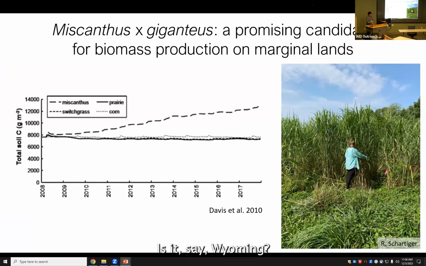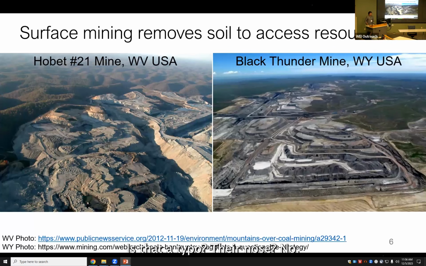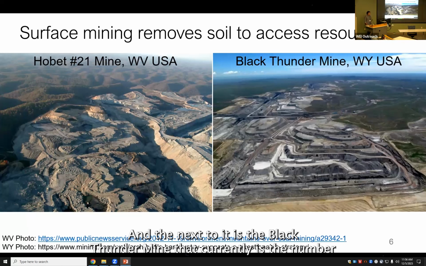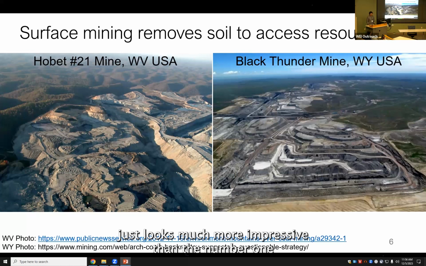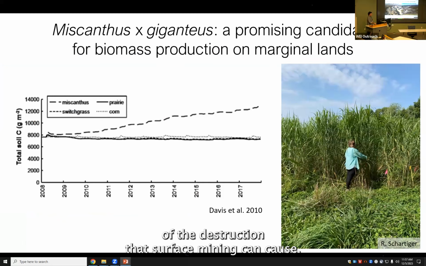Is it, say, Wyoming? Is that a typo there? No. So these are two examples of giant surface mines. One is in West Virginia, the Hobet mine, that was at one time the largest mine east of the Mississippi. And then next to it is the Black Thunder mine that currently is the number two producing coal mine in the country. It just looks much more impressive than the number one producing coal mine in the country, which is just up the road in Wyoming. So just showing these as an illustration of the destruction that surface mining can cause.